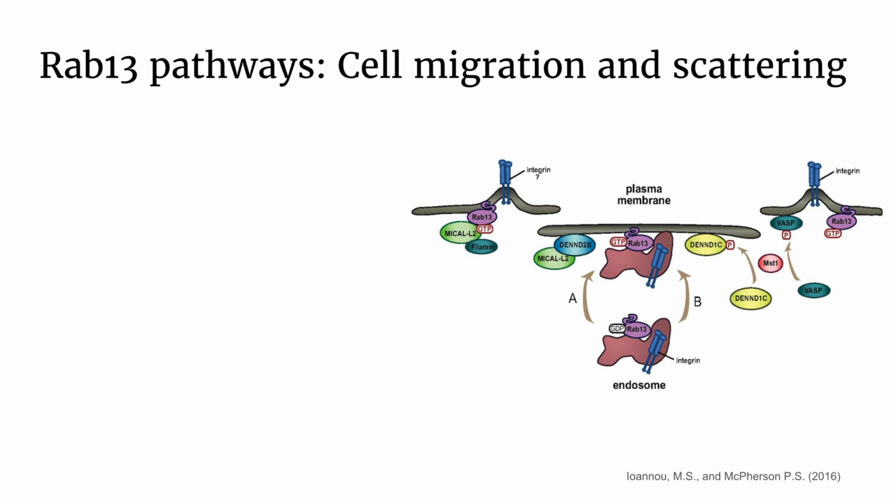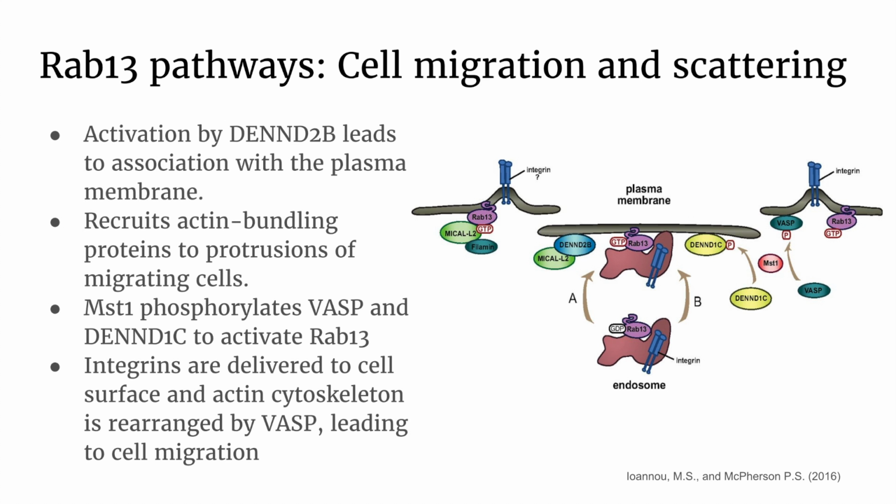Rab13 is also involved in cell migration and scattering. Once activated, it recruits actin-binding proteins to cellular protrusions. The protein MST1 can also phosphorylate VASP and lead to Rab13 activation. As a result, integrins are delivered to the cell surface and the actin cytoskeleton is rearranged, leading to cell migration.